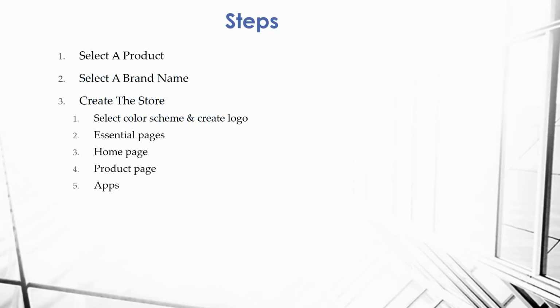So in this video, we're going to be covering the following steps. Obviously, first off, we need to select a product, and then after selecting a product, we're going to have to select a brand name, because the main benefit of a single product dropshipping store is the fact that you can create a very strong brand image around it, which is going to make it a lot easier for you to sell that same product versus all the other general stores out there selling it.